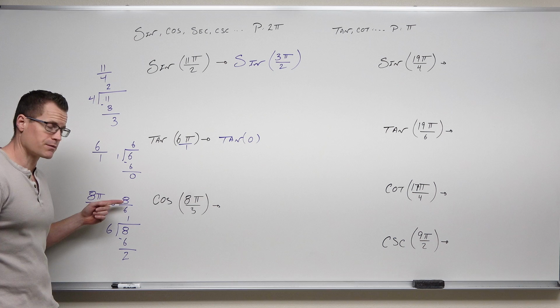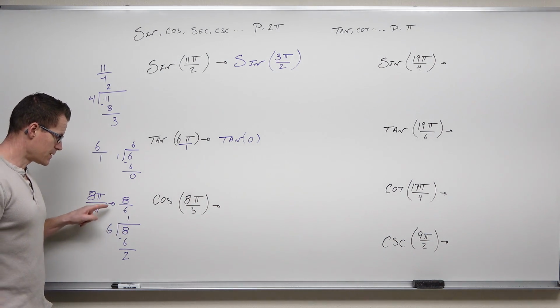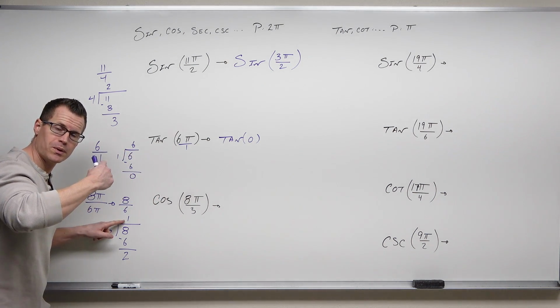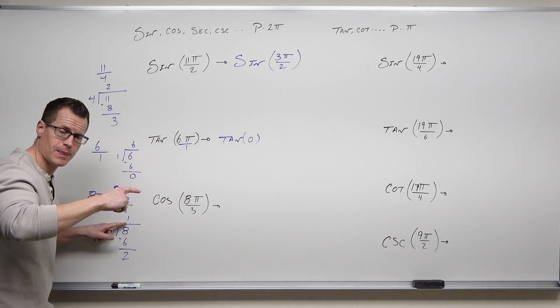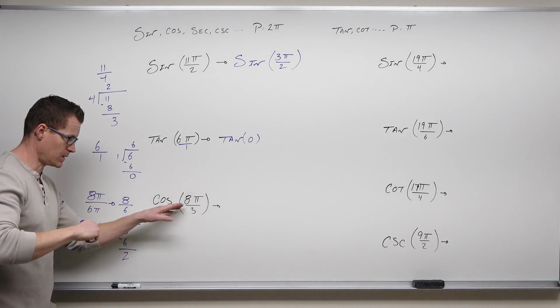and I get 8 pi over 6. So 8 divided by 6, 6 goes into 8 one time. There's a remainder of 2. I don't care about this. This says you've completed one full period for cosine, that's 2 pi. What's past that is 2 pi over 3 past that.